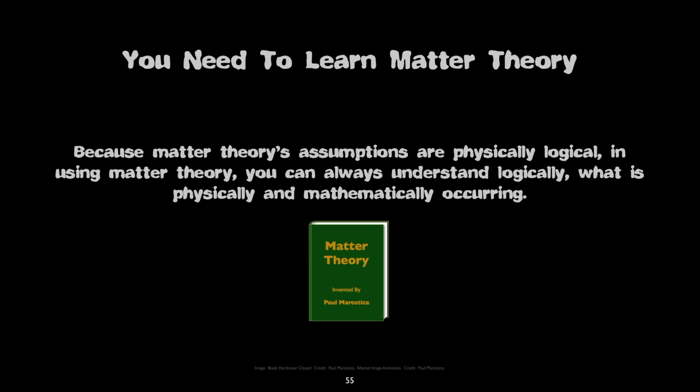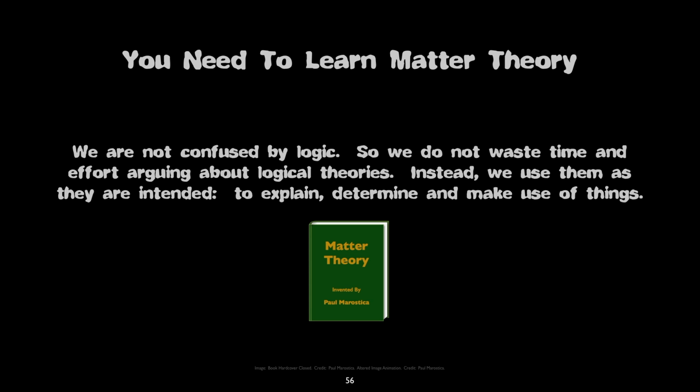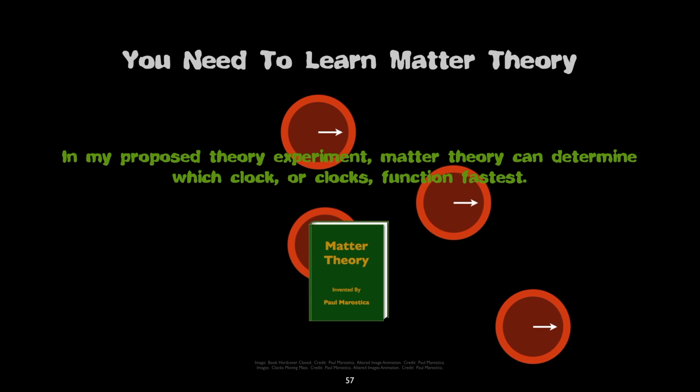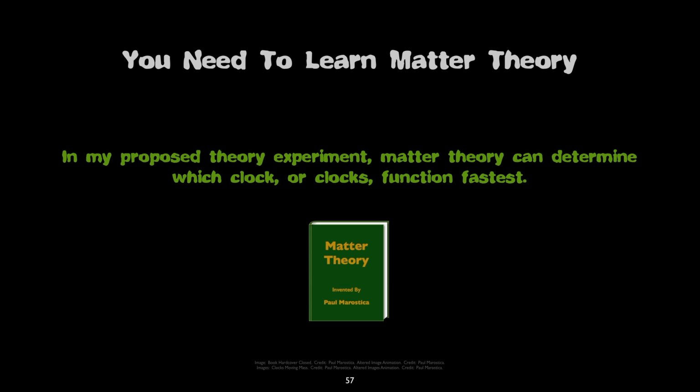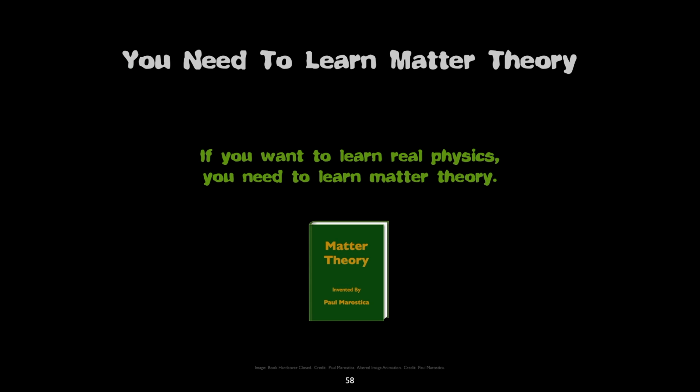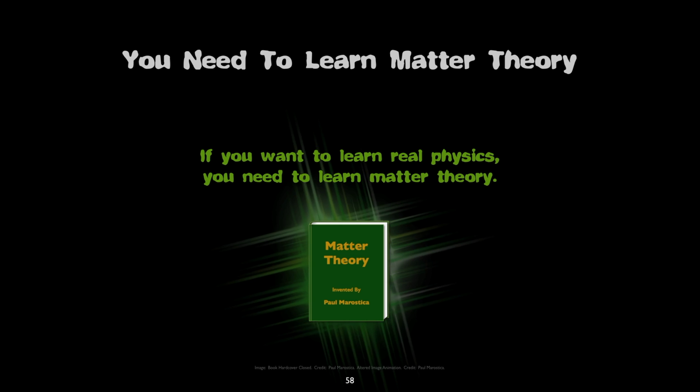Because matter theory's assumptions are physically logical, in using matter theory, you can always understand logically what is physically and mathematically occurring. We are not confused by logic, so we do not waste time and effort arguing about logical theories. Instead, we use them as they are intended, to explain, determine, and make use of things. In my proposed theory experiment, matter theory can determine which clock or clocks function fastest. If you want to learn real physics, you need to learn matter theory.